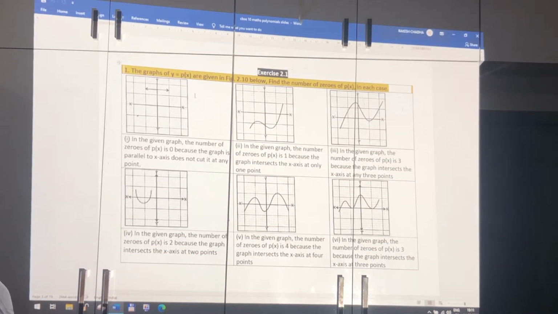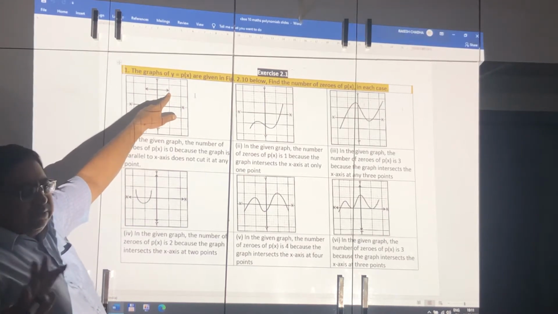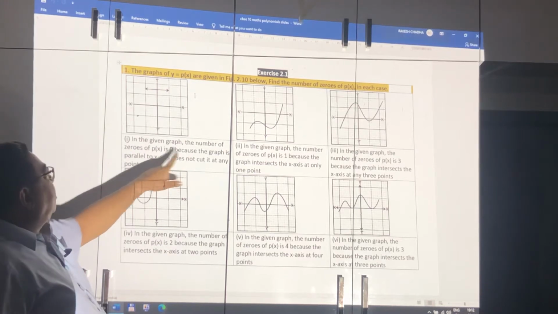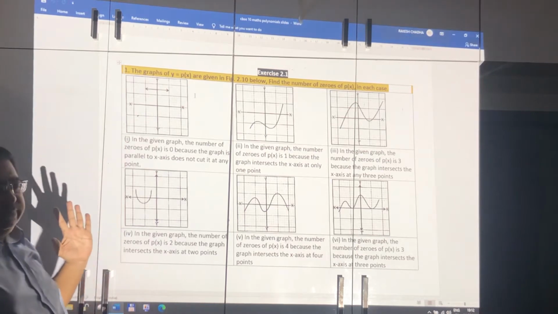Exercise 2.1. These graphs are given. How many times does it cut the x-axis? This line does not cut the x-axis. Don't see the y-axis. In the graph, the number of zeros is 0 because the graph is parallel. It does not cut the x-axis at all.